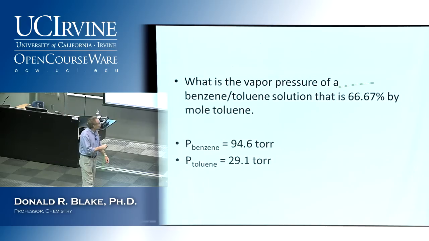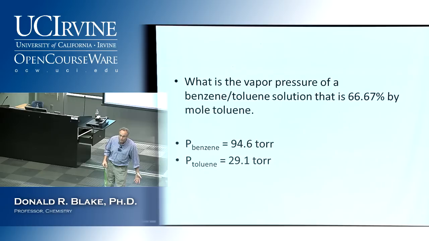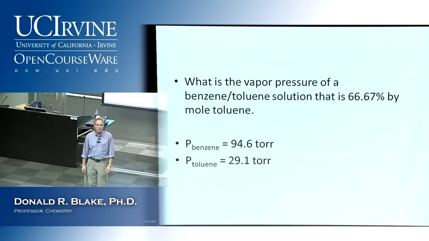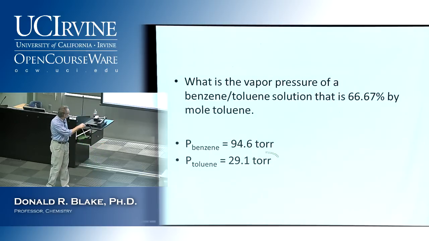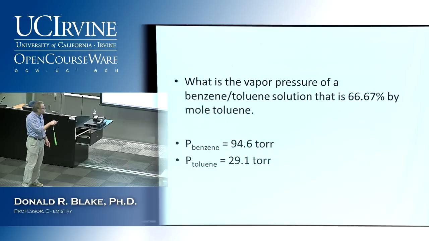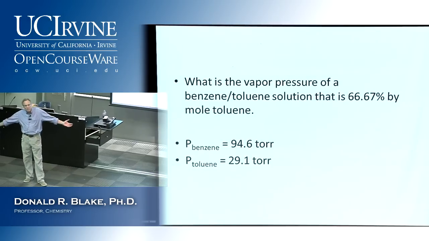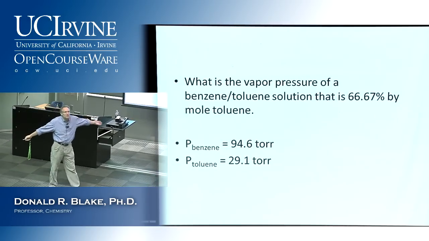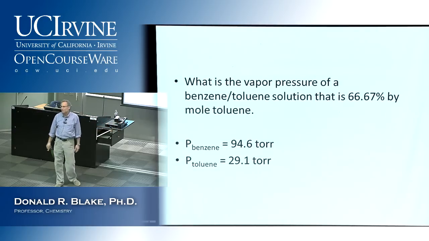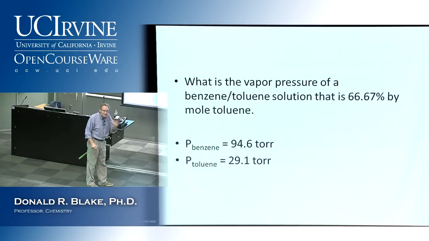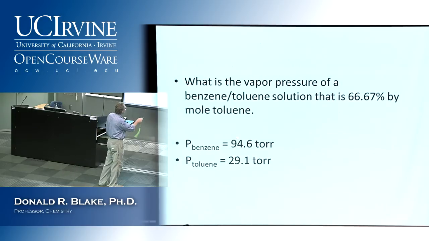Then you look at it and you say, which one has the bigger mole fraction, the toluene or the benzene? Toluene. So that means there's more of this, a bigger number times this. That means the answer is going to be closer to 29 than it is to 94. So the answer should be 50-ish, maybe 45 to 55 or 60, just as an estimate. I know it's got to be between these two.